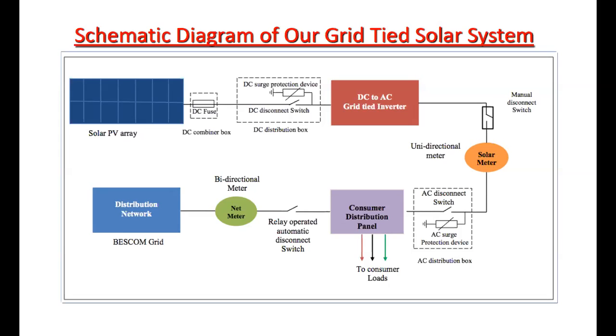an AC disconnect switch, the consumer distribution panel, then a relay operated automatic disconnect switch, and a bidirectional meter for calculating the exporting and importing of power to the distribution network. From the consumer distribution panel, it will be given to the consumers. So this is the final part of the home solar system design.